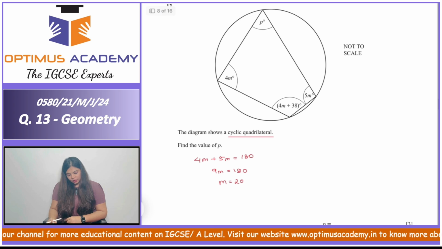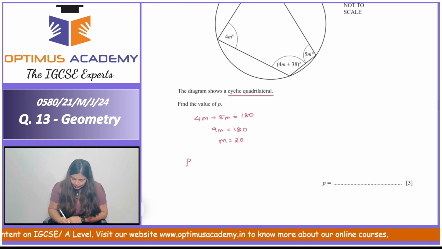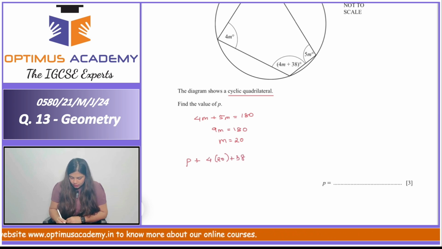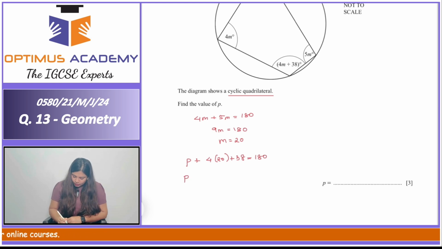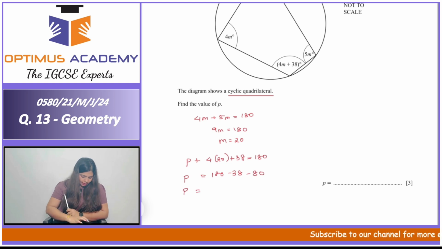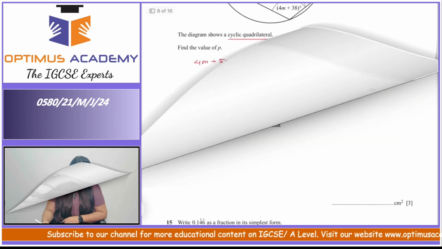Now, since we have got the value of m, we can also try and find out the value of p. So, p plus 4 bracket 20 plus 38 is equal to 180, because again opposite angles of a cyclic quadrilateral add up to 180. So, p is equal to 180 minus 38 minus 80. We will get the value of p as 62. So, the value of p is 62.